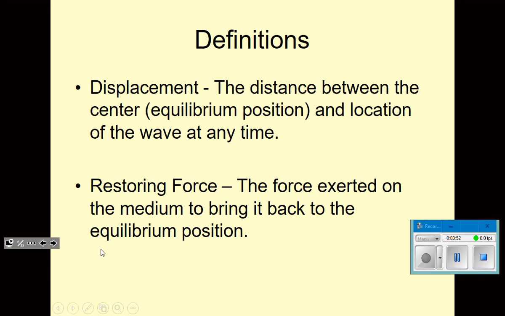Then we have displacement, and displacement again is the distance between the center or the equilibrium position and any location of the wave at any time. All of these are types of waves or simple harmonic motion. It creates a sine wave, and so it's any location on that. But displacement's really just directional from the equilibrium position. Restoring force is the force exerted on the medium to bring it back to the equilibrium position. So if it's a spring, it's to bring it back to its rest position. If it's a pendulum, then it's to bring it back to the rest position, which would be straight up and down, like a swing set. And so yeah, those are different types of restoring forces that'll take place to do that.